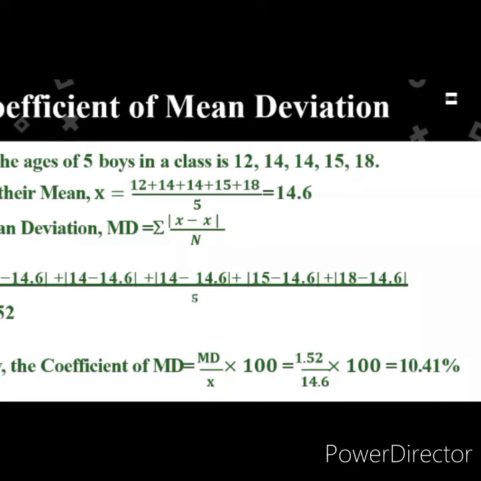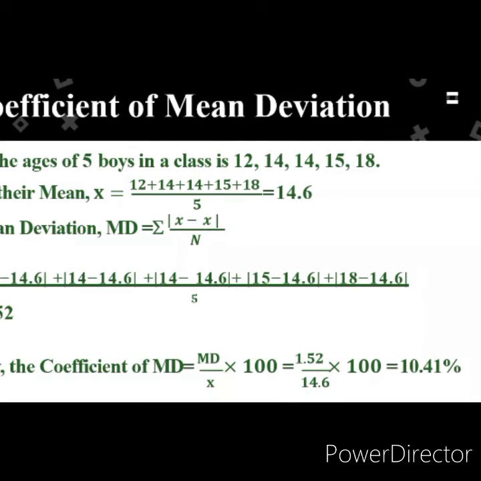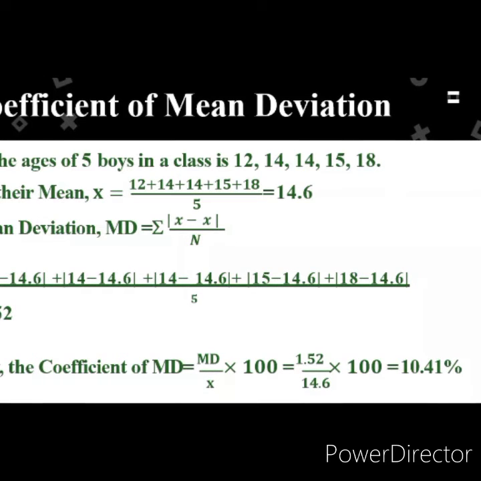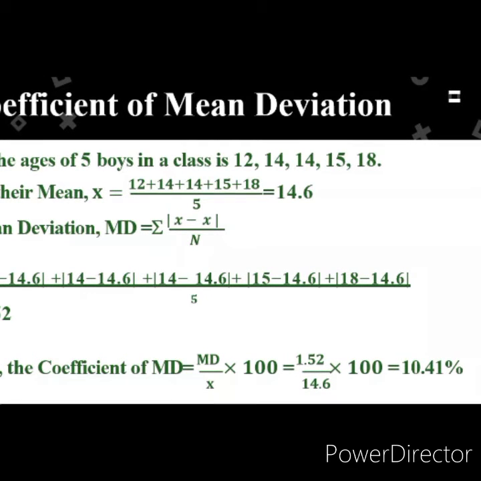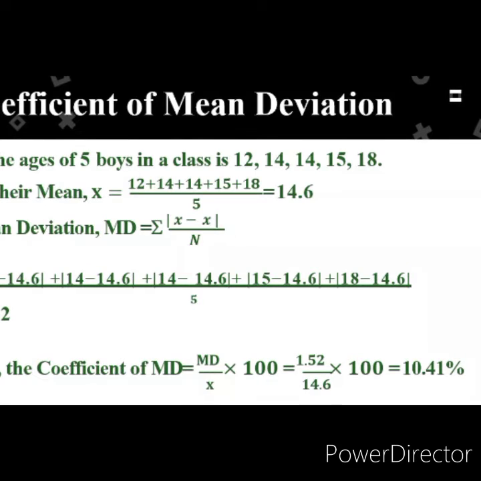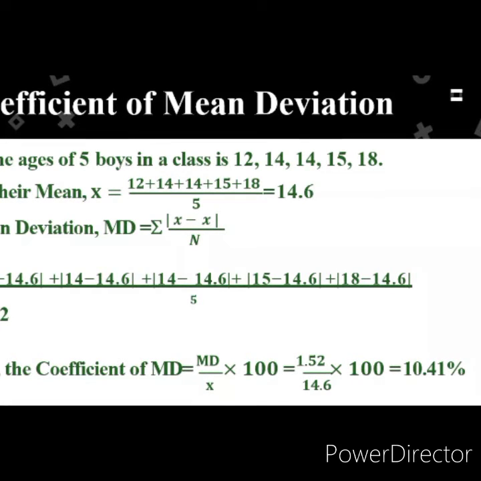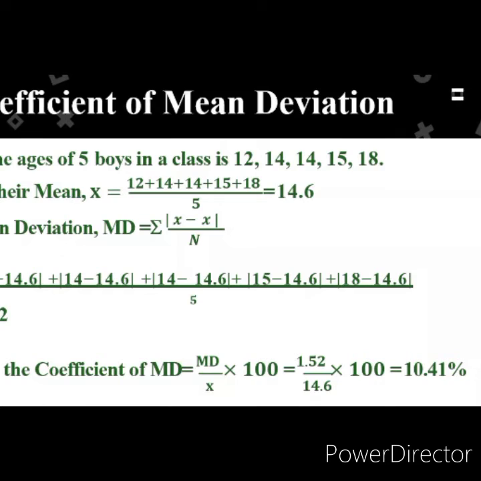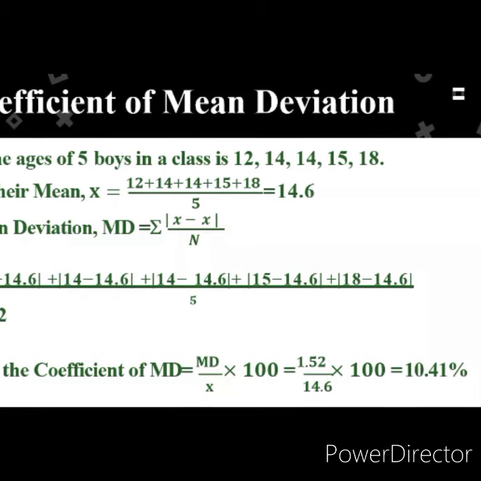So the coefficient of mean deviation is equal to mean deviation over x-bar times 100, which is equal to 1.52 over 14.6 times 100. So as you can see, the answer is 10.41%.